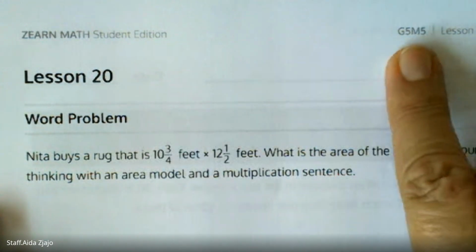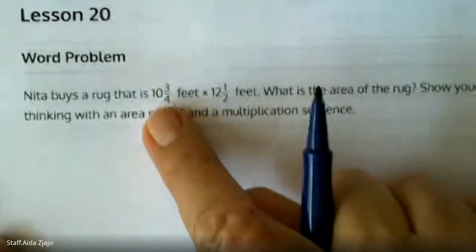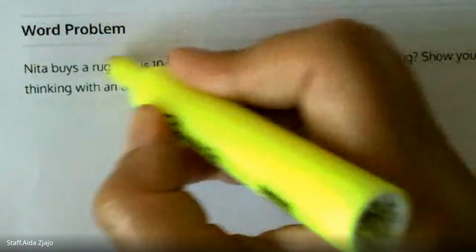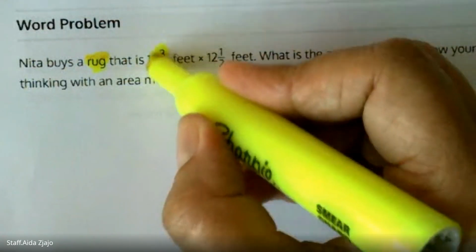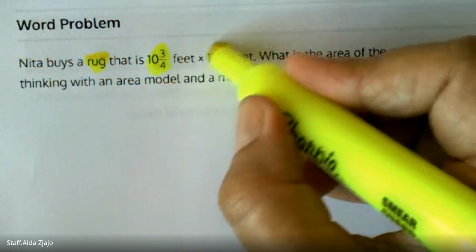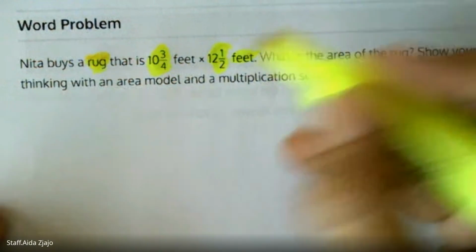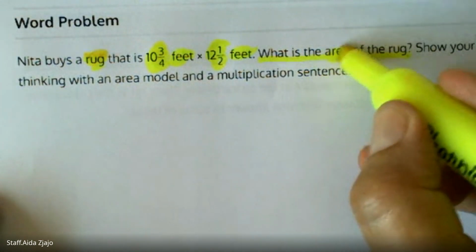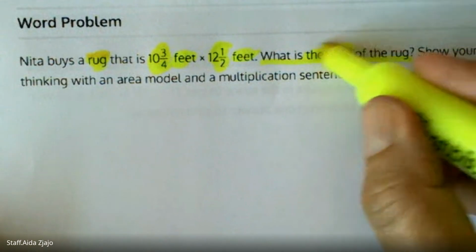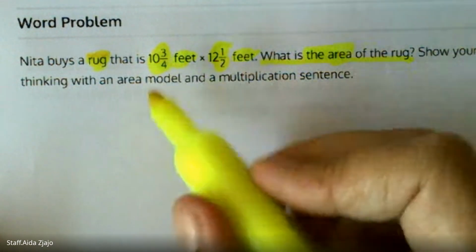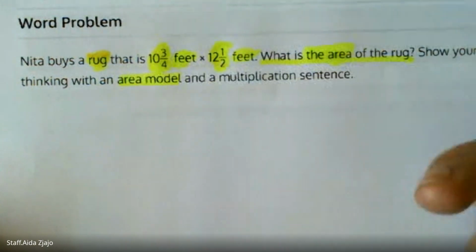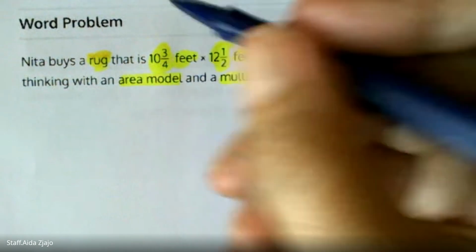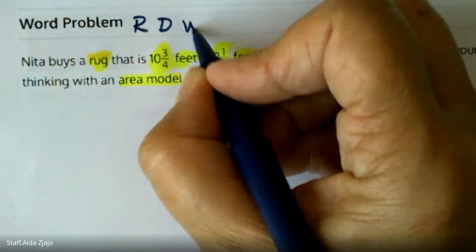Lesson 20, Grade 5, Mission 5, Lesson 20. Word problem. Nita buys a rug that is 10 and 3/4 feet by 12 and a half feet. What is the area of the rug? Area is length times width. Show your thinking with an area model and multiplication sentence. Okay, so read, draw, and write.